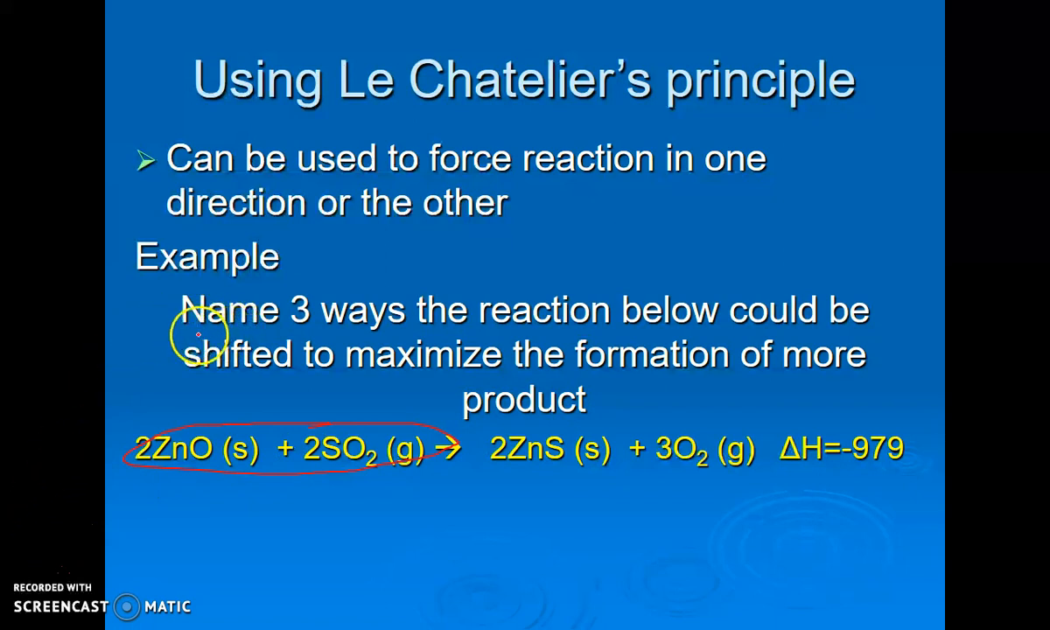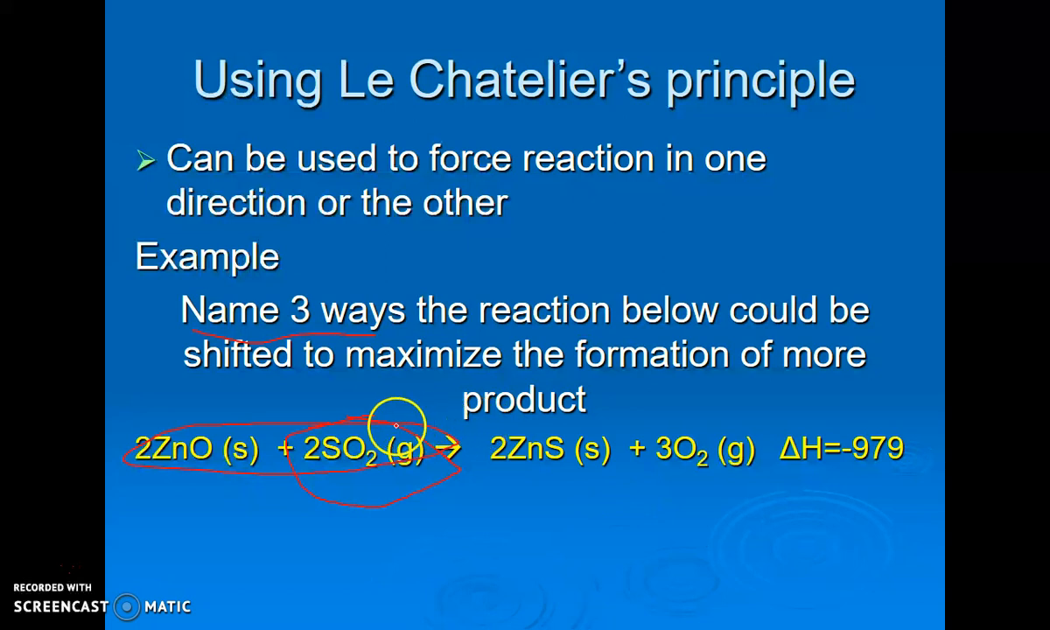And so the question says, name 3 ways that we can make this reaction shift towards the formation of the product, or shift to the right. Well, the first thing that we talked about was changing the concentration of the reactants or products. So we could shift this reaction to the right, or towards the products, if we add more, and we always want to add gases. You can actually do it with the solid too. So if you add more of the reactants, that will shift the reaction to the right, right?